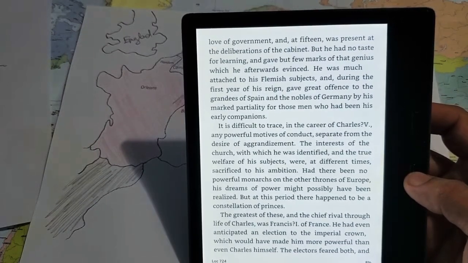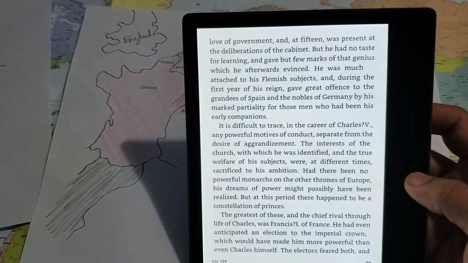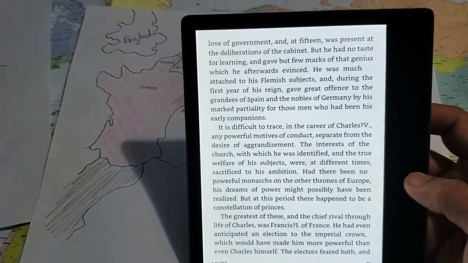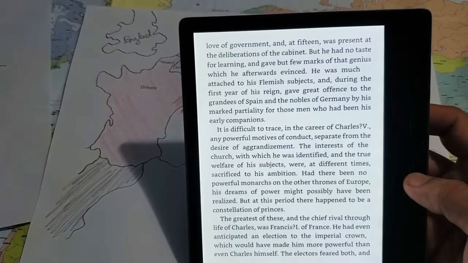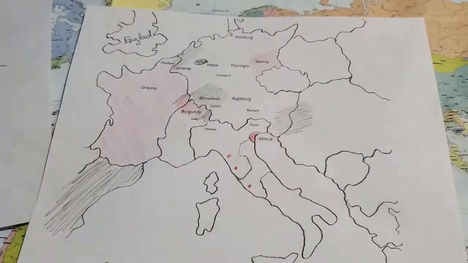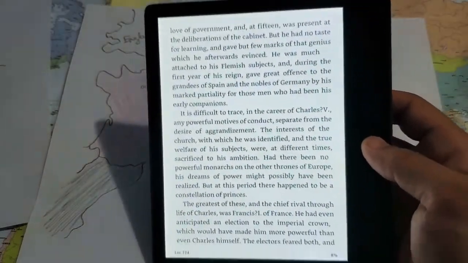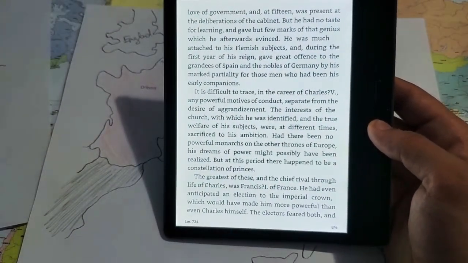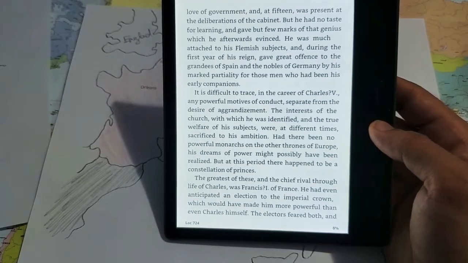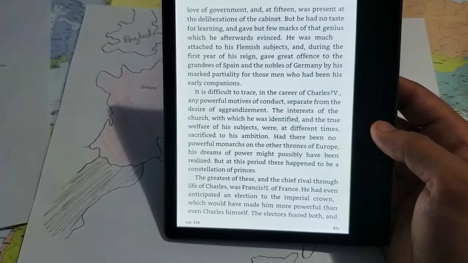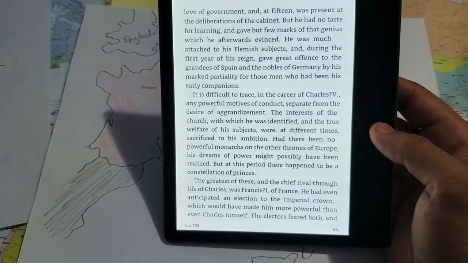Had there been no powerful monarchs on the other thrones of Europe, his dreams of power might have been realized. But at this period, there happened to be a constellation of princes. So he really wanted to rule all of Europe. And if it wasn't for Francis I of France, he might have succeeded. He was already very powerful. And if you notice, the Holy Roman Empire was the largest empire at the time in Europe. The greatest of these and the chief rival through the life of Charles was Francis I of France.